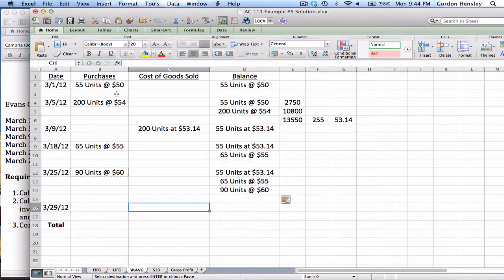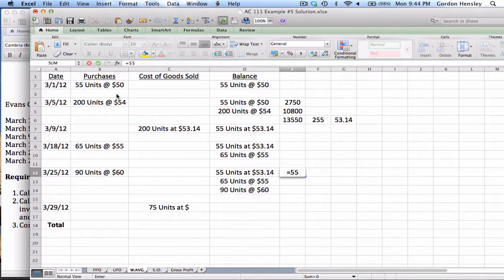Now I'm going to have my final sale. It told me that I sold on the final sale 75 units. Price-wise, I don't know the price yet. Again, I'm going to go over here and calculate an average price. So I've got 55 times $53.14. I've got 65 times $55, and I've got 90 times $60. And then I will total that up.